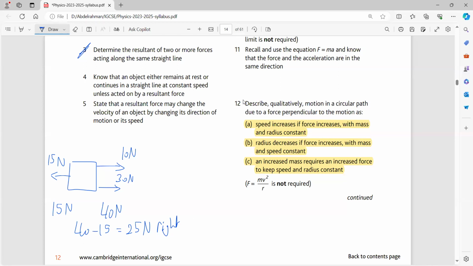Okay, a resultant force of zero. Know that an object either remains at rest or continues in a straight line at constant speed unless acted upon by a resultant force. What does this mean?